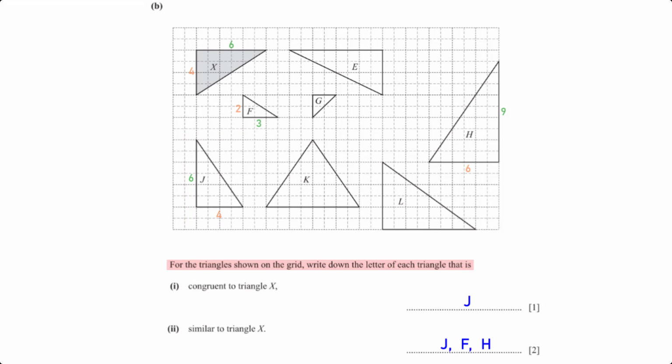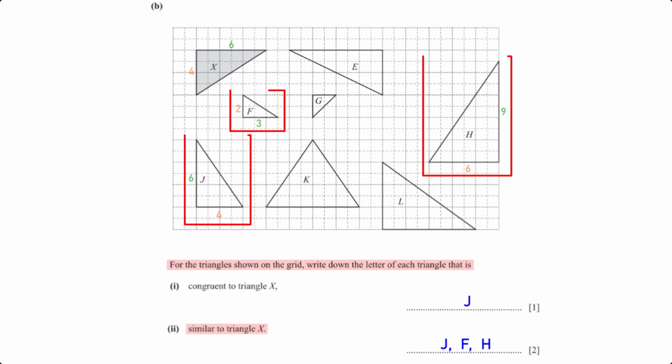Write down the letter of each triangle that is similar to triangle X. For triangles similar to triangle X, the ratio of their corresponding sides must be equal. Based on this, we see that triangle J, triangle F, and triangle H are similar to triangle X.